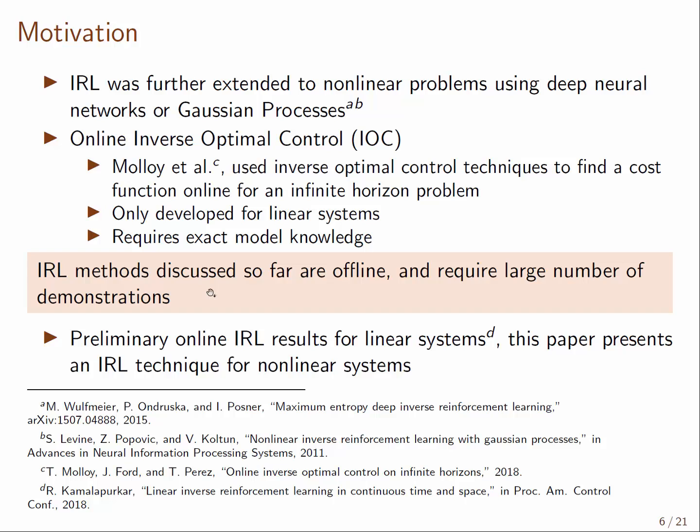An online inverse optimal control method was recently presented that uses inverse optimal control techniques to find a cost function for an infinite horizon problem for linear systems using exact model knowledge. And we presented preliminary online inverse reinforcement learning results for linear systems that do not require exact model knowledge in the 2018 American Control Conference, and this paper is an extension of that technique for nonlinear systems.